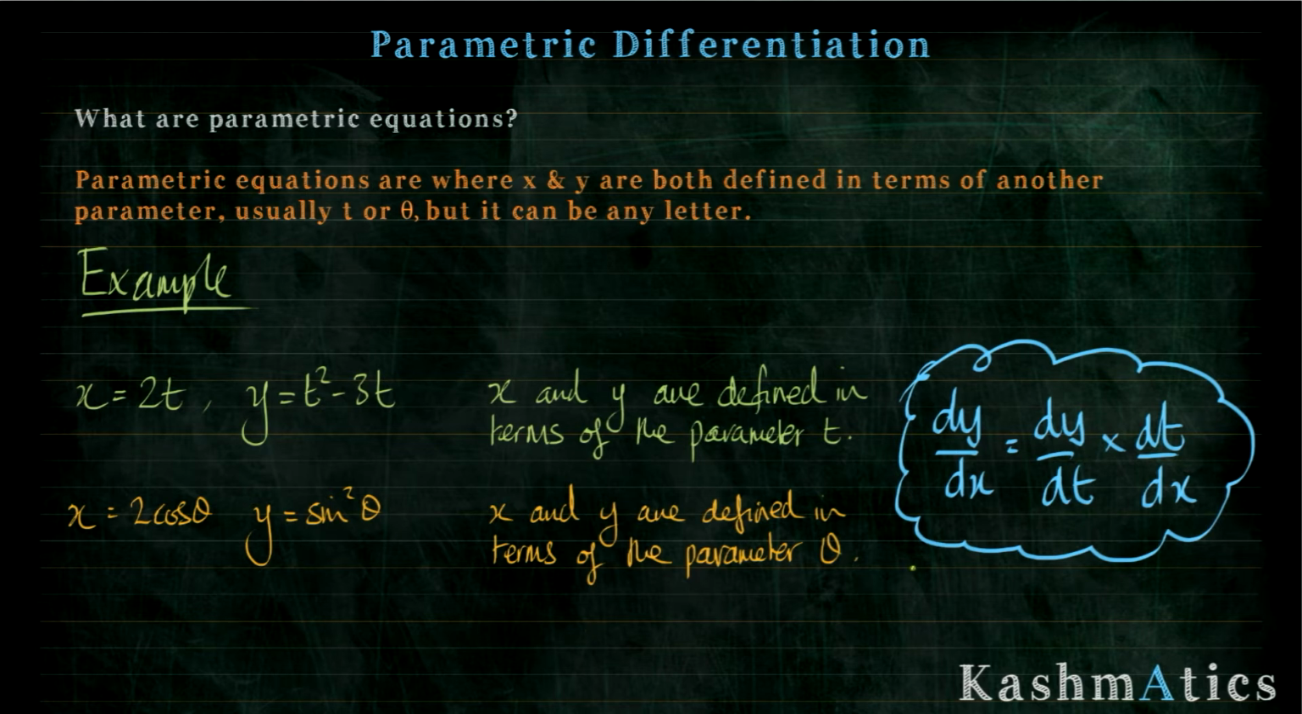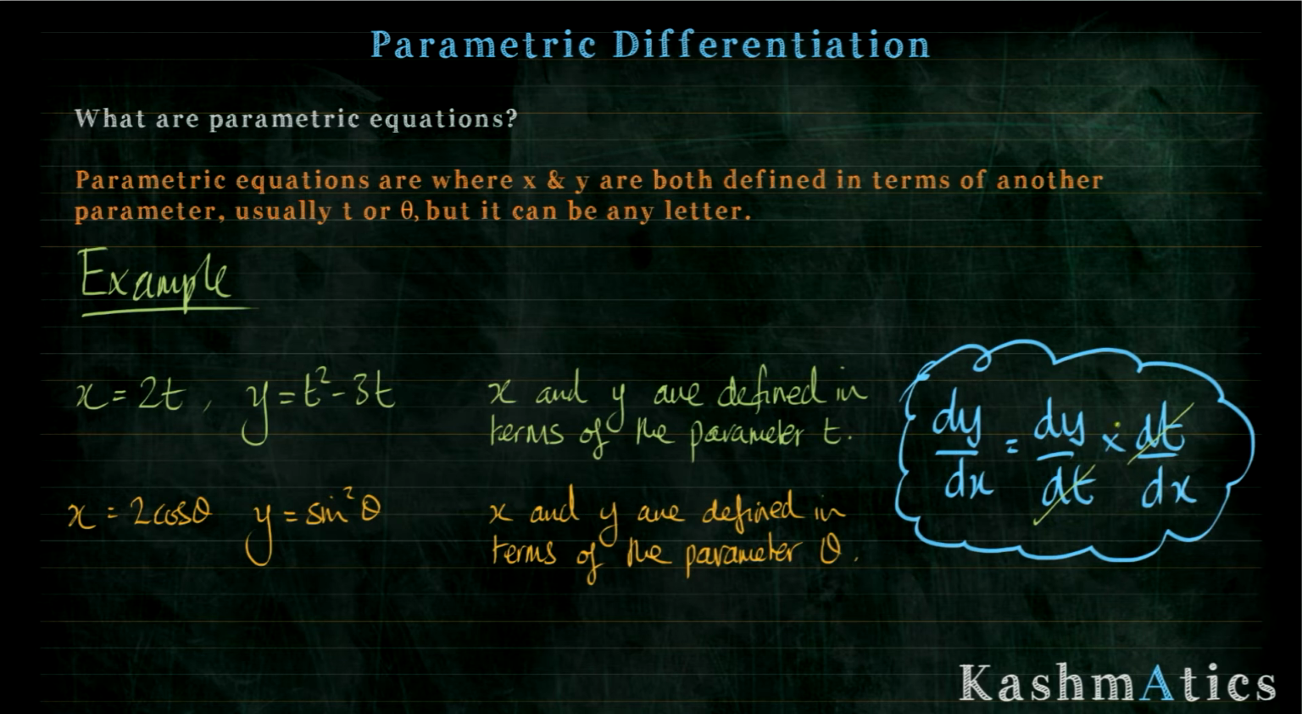Now, the main thing you need to take away from this is what I've got here in the blue bubble. dy by dx is equal to dy by dt times dt by dx. And the reason why we can use this is because y and x are both defined in terms of t, so I can differentiate those with respect to t. But then if I use this, the dt's cancel out to leave me dy by dx. And that's a really important rule when it comes to the chain rule.